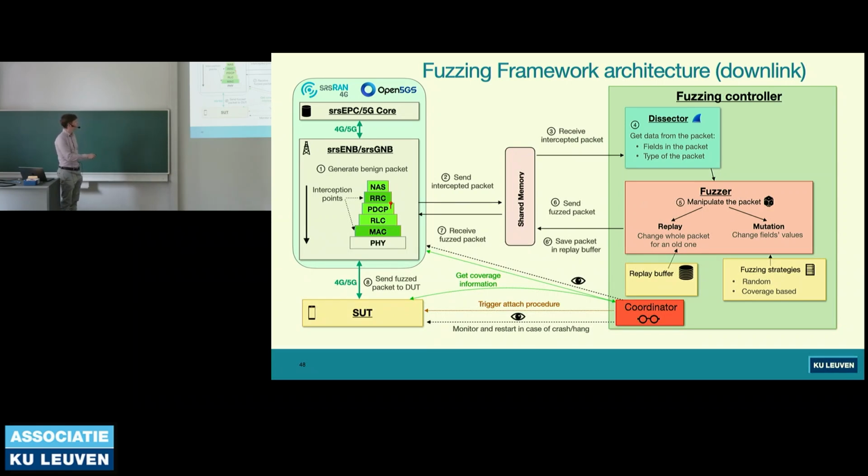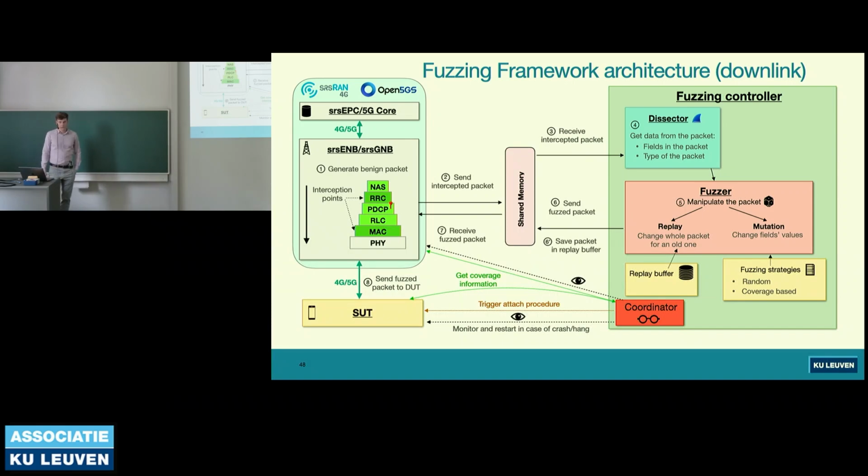The left part is using existing open source libraries, such as srsRAN and Open5GS. These libraries basically implement an open source version of the core network, of the base station, and of the UE as well. So you can basically build a local 5G and 4G network on your laptop. These libraries are very helpful because they can generate benign 4G and 5G packets, and you can even connect your own personal phone to these open source networks. So they can send benign packets to the system under test.